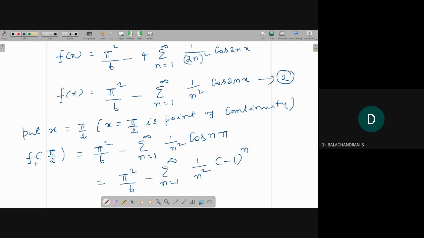What is f of x? I think x into pi minus x. So pi by 2 into pi minus pi by 2. This is pi by 2, pi by 2. So pi by 2 into pi by 2, pi square by 4.